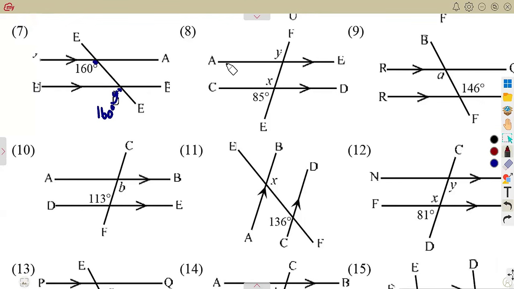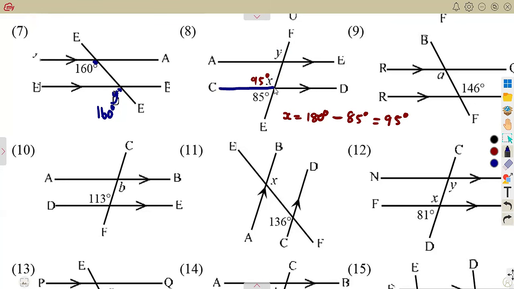Let's consider question number 8. We have got our parallel lines, which is fine. Then from there, if we are to consider, we can calculate X first, all right? Angle X and 85 degrees are on a straight line. So remember that angles on a straight line add up to 180 degrees. So meaning to say X, we can simply subtract from 180 degrees, we subtract 85 degrees, and that was going to be 95 degrees. So if X is 95 degrees, Y also is going to be 95 degrees.